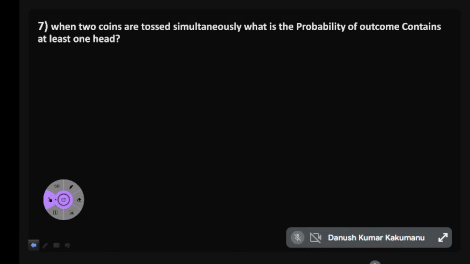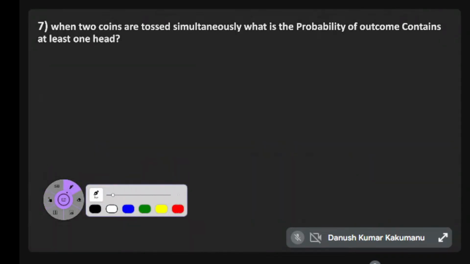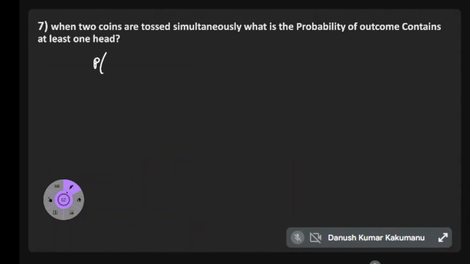When two coins are tossed simultaneously, what is the probability of at least one head? The answer is 3 by 4. What are the possible outcomes here? Head, tail. All of you understood? Yeah. Coming to the next.